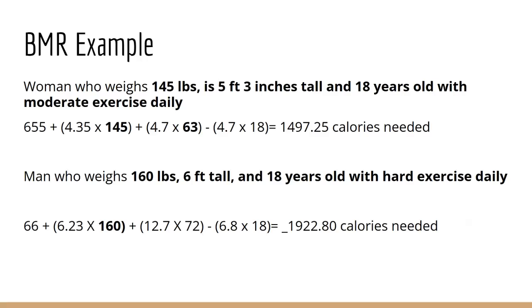With that being said, her BMR, what her life sustaining on a normal basis would be, is 1,497 calories needed. A man who weighs 160 pounds, is 6 foot tall and 18 years old and has hard exercise. You plug those numbers into his equation, and he needs a little bit more, 1,922 calories. Now, the difference is the gender, obviously, but also the weight and how tall they are and the amount of exercise that they put into their daily living style. So you have your basal metabolic rate number. You're going to have to keep that one around, and then you're going to find out your caloric intake.